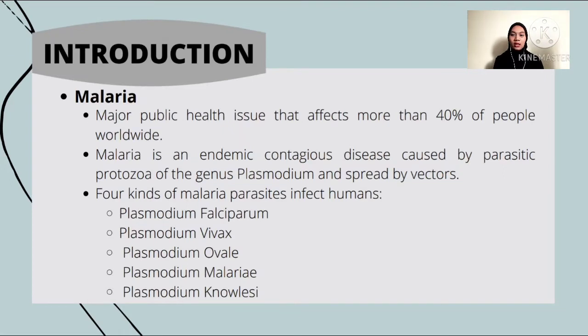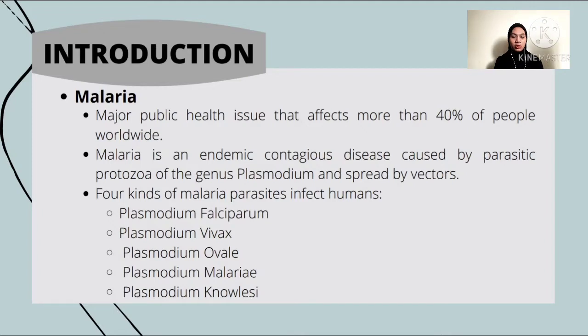Malaria is a major public health issue that affects more than 40% of people worldwide. Malaria is an endemic contagious disease caused by parasite protozoa of the genus Plasmodium and spread by vectors. There are 5 kinds of malaria parasite that infect humans.